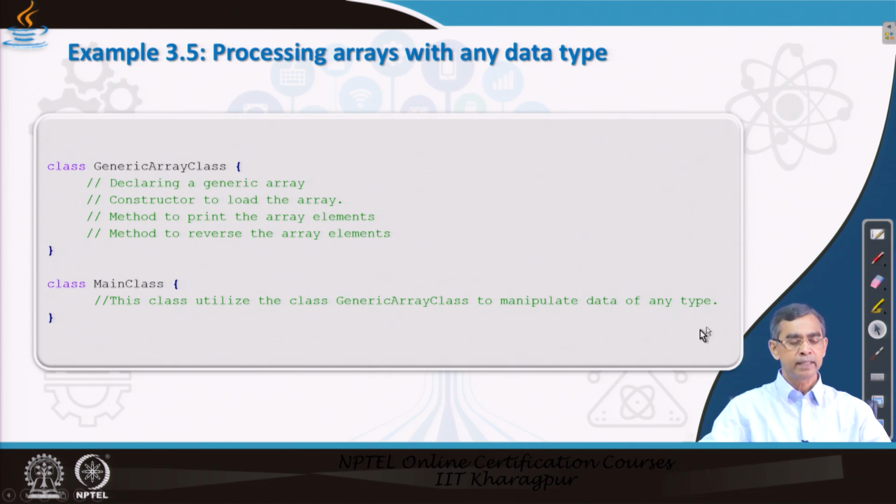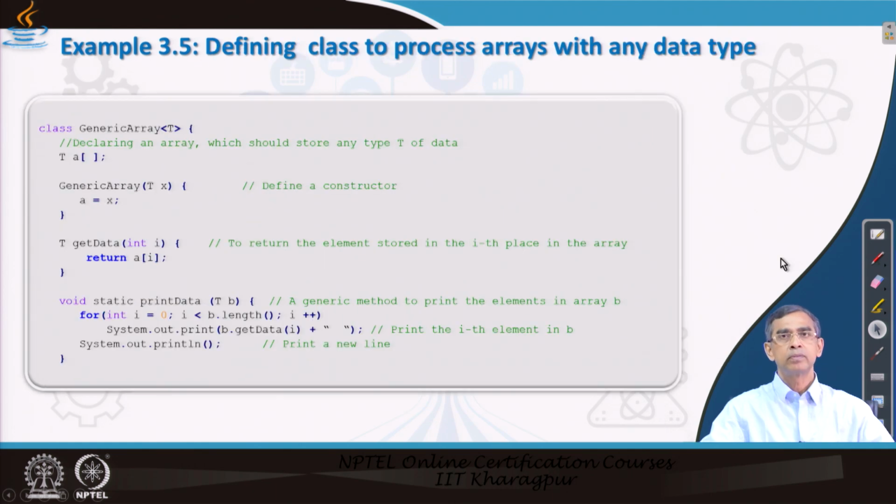There are a few steps: declaring a generic array, then a constructor to load the array, then a method to print the array and a method to reverse the array, so that any type of elements, integer, double, string or any type, can be used, and all these operations can be done. You can recall the classes that we discussed for integer arrays and strings, which we dealt with separately, but we can do it in a generic way. Now, here is the code, you should note it. The code is very simple, again similar to the previous one, with only a minor difference.